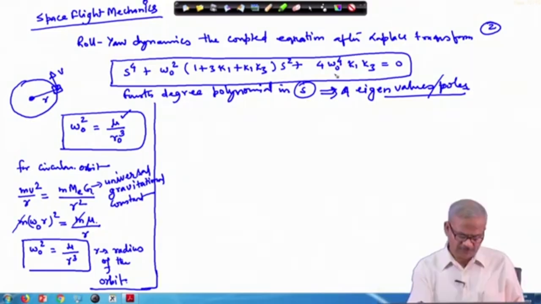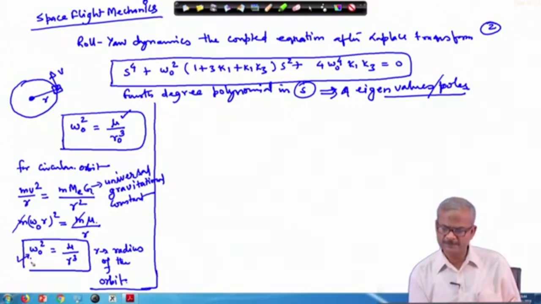So, this omega 0 which is appearing here is nothing but the quantity which is given here in this place.